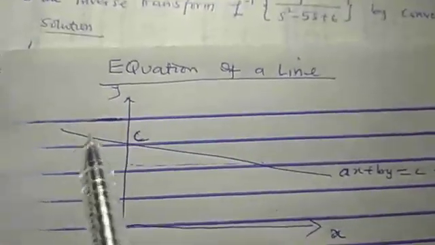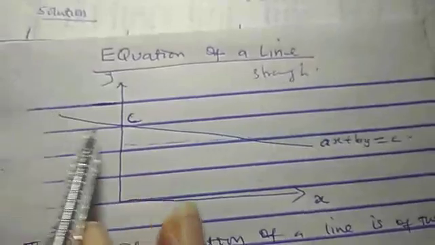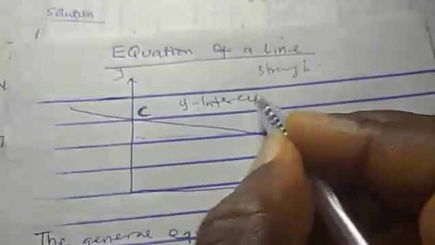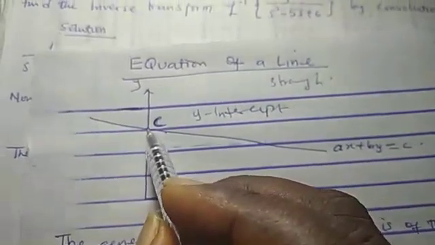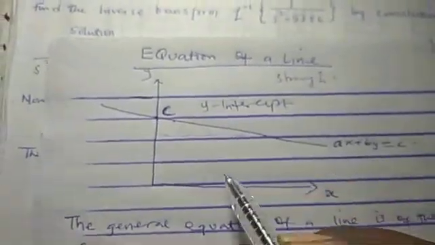Equation of a line. Now we are talking about this line. We can say that equation of a straight line. We are talking about this line here. We want to find the equation of this straight line. This c here, we call it y-intercept. Y-intercept simply means where that line touches or crosses the y-axis. If it crosses the x-axis, we call it x-intercept.